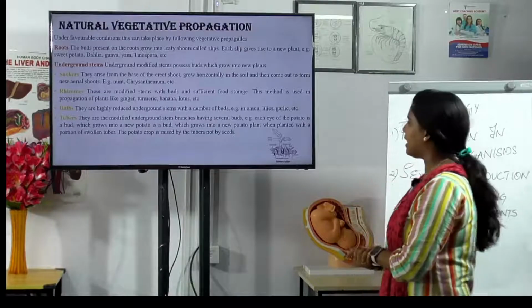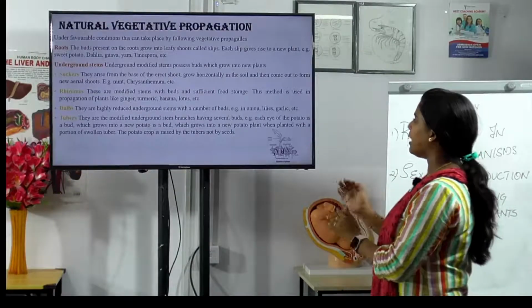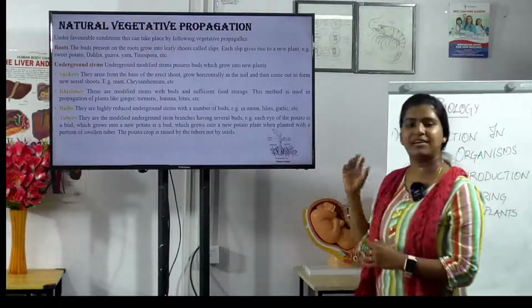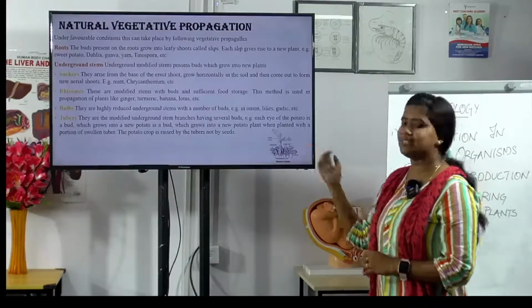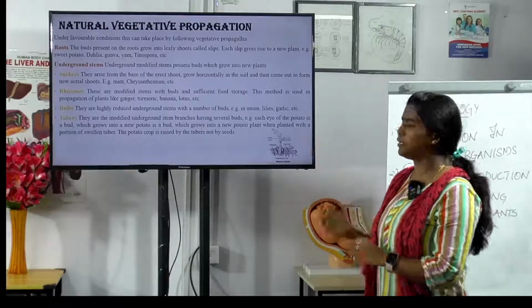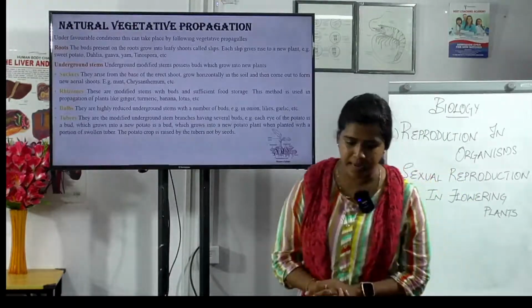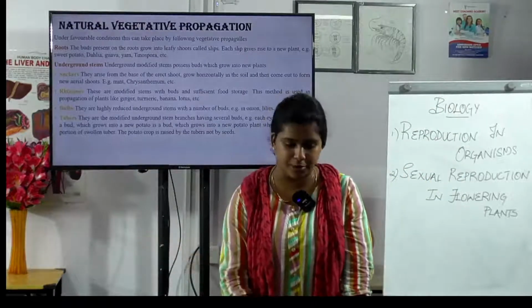Garlic, yeah. And next one is tubers. What happens is the stem branches have several buds in tubers. For example, each eye of the potato is a bud, which grows into a new potato plant.